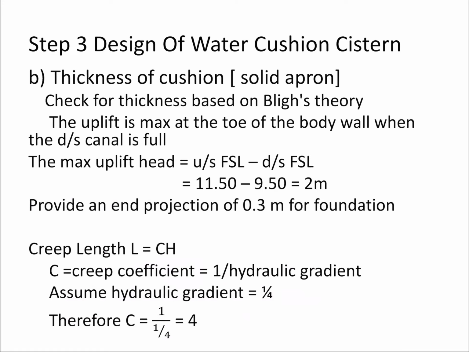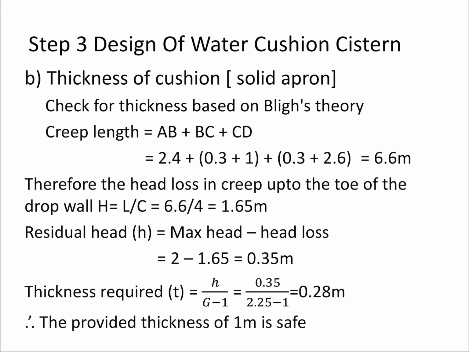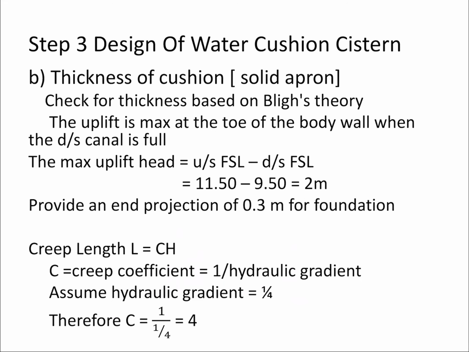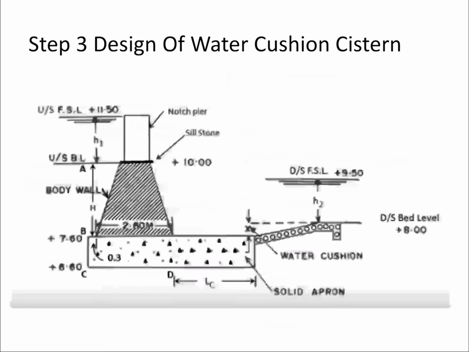So the creep length L is equal to CH. Here C is the creep coefficient and we are assuming the hydraulic gradient as 1 by 4. So creep is equal to 1 by hydraulic gradient. So 1 by 1/4, which is equal to 4. So we want to find the creep length. We are checking the thickness based on uplift at the toe of the body wall. That means we are finding here.